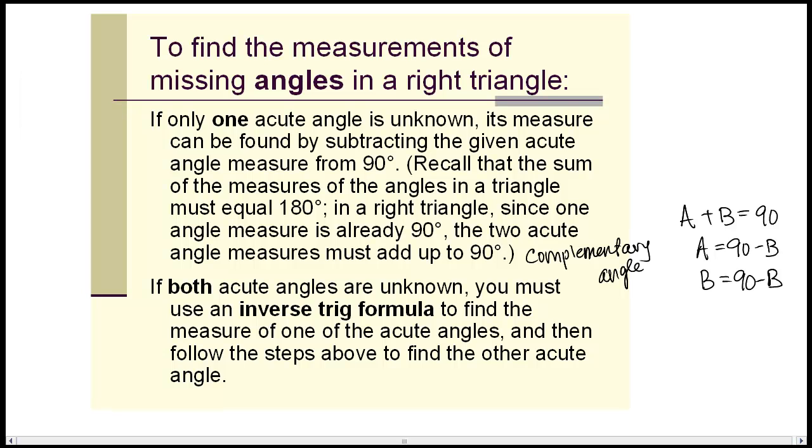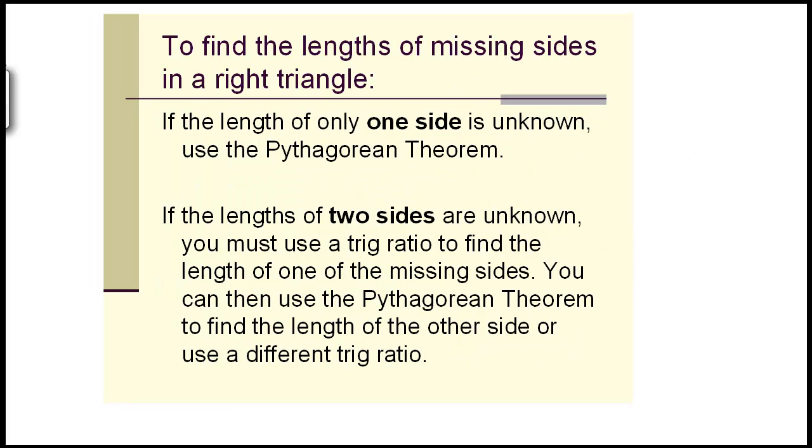If both acute angles are unknown, you must use an inverse trig formula to find the measure of one of the acute angles, and then follow the steps above to find the other acute angle. To find the lengths of the missing sides in a right triangle, there are two considerations. If the length of only one side is unknown, use the Pythagorean theorem. Again, what is that? That is a squared plus b squared is equal to c squared.